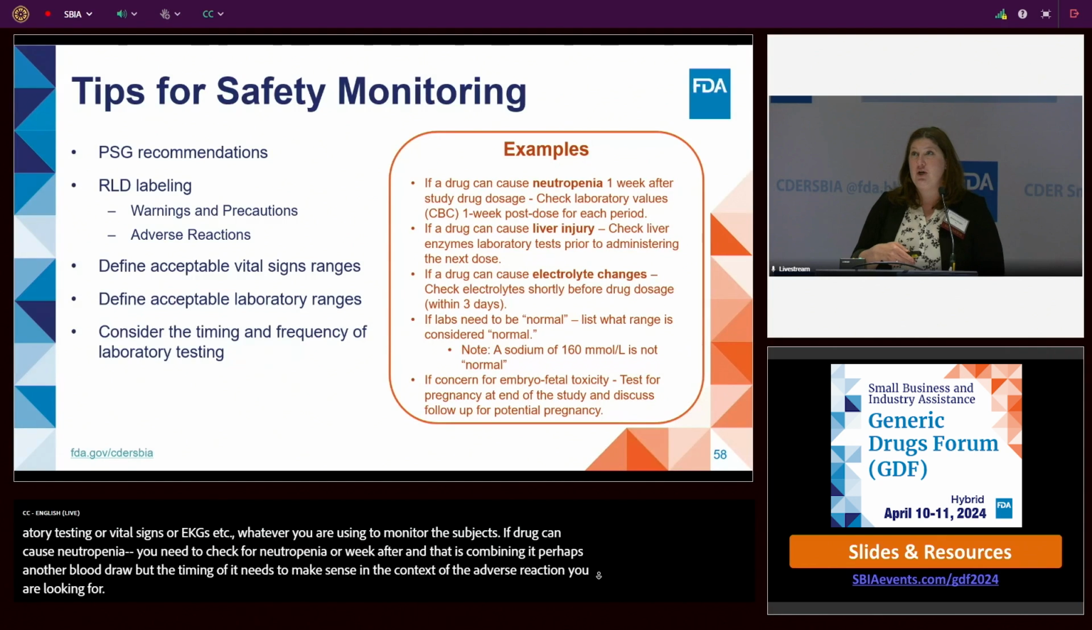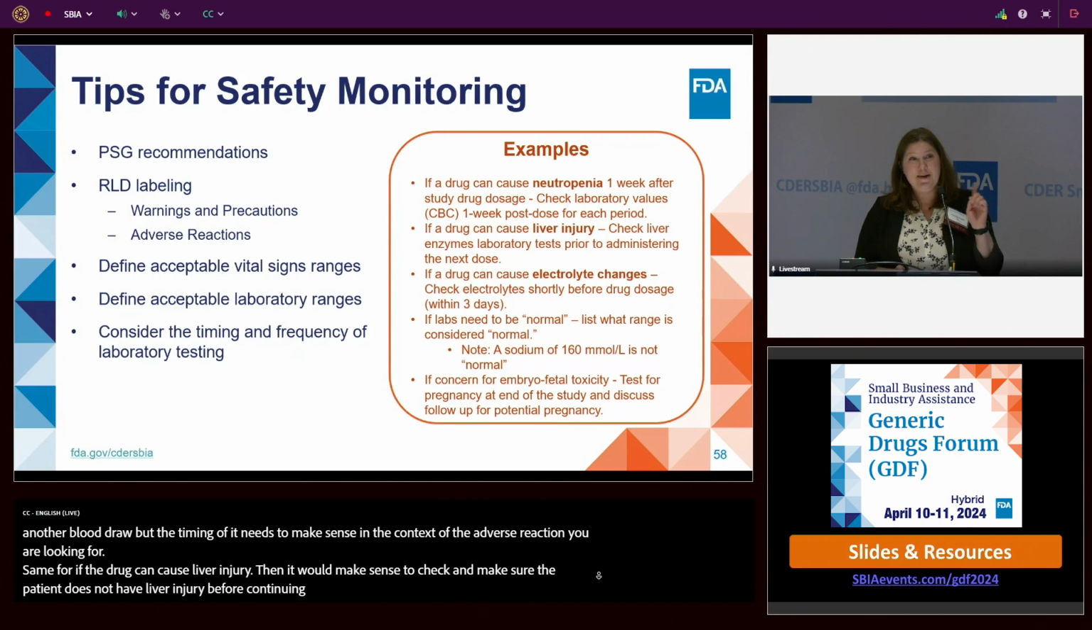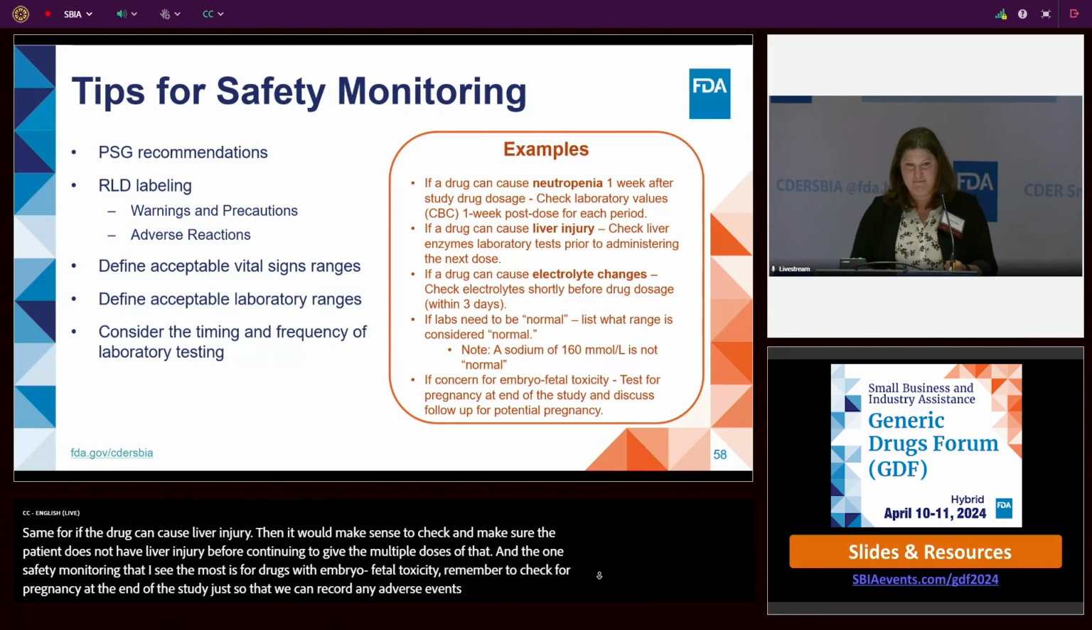Same will be, if a drug can cause liver injury, then it would make sense to check and make sure that the patient does not have liver injury before continuing to give them additional multiple doses of that. And the one safety monitoring timing that I see actually the most is that, for drugs with embryo-fetal toxicity, people are testing for pregnancy before each dose. That's great, wonderful, spot on. But also just remember to check for pregnancy at the end of the study, just so that we can record any sort of adverse events, and discuss briefly how you plan to follow that up.